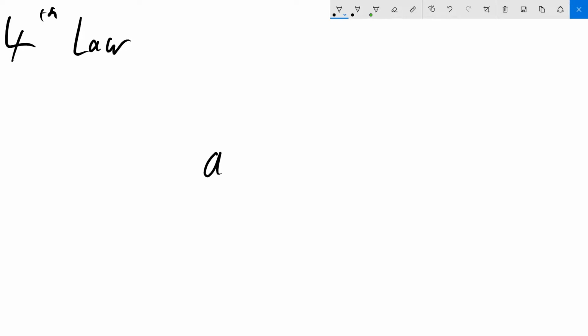This law states that if you have a to the m, and that's to the power of n, but it has to have the brackets here, that is the same as a to the mn, right? So all we're doing is timesing these two things together. Okay, so let's look at an example.